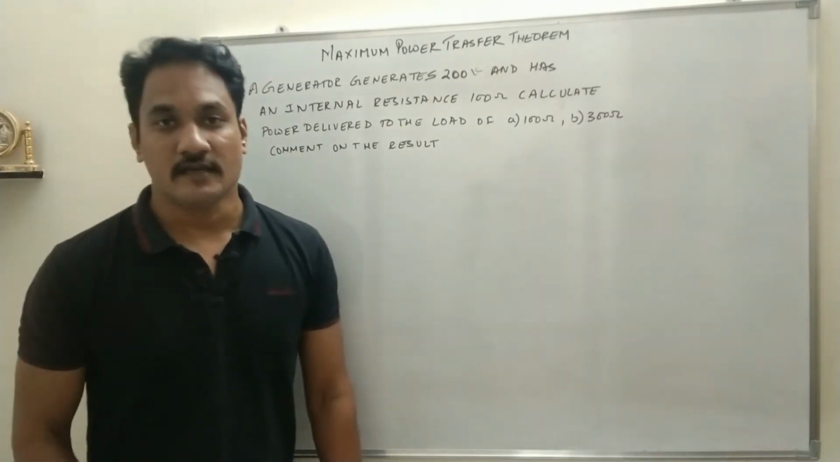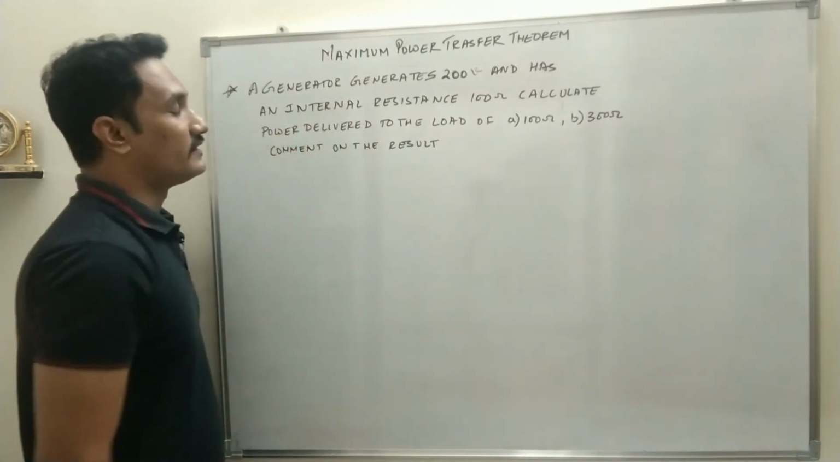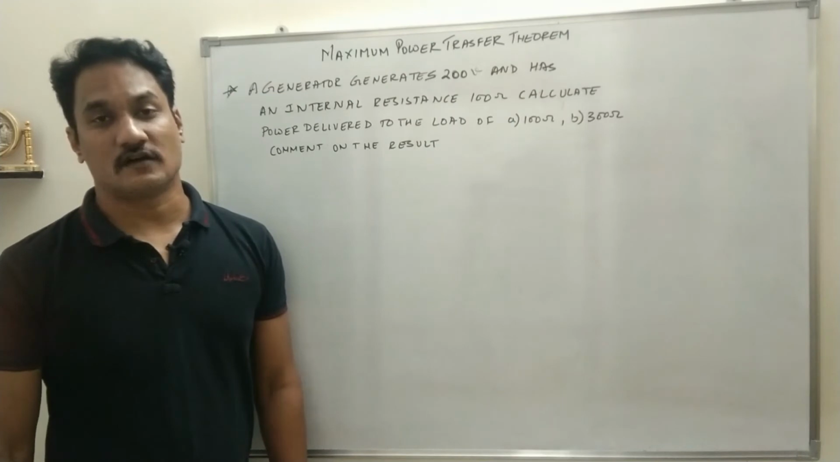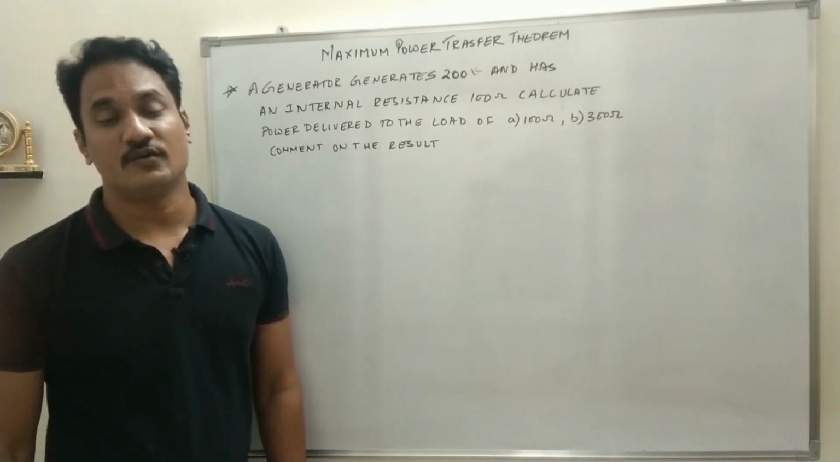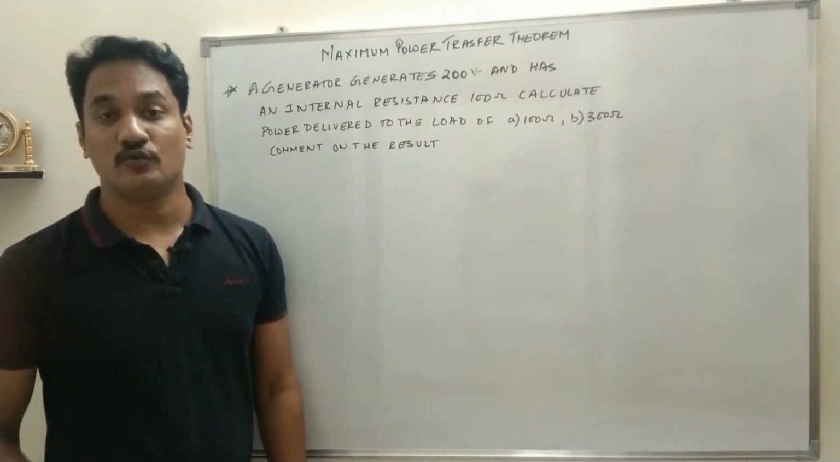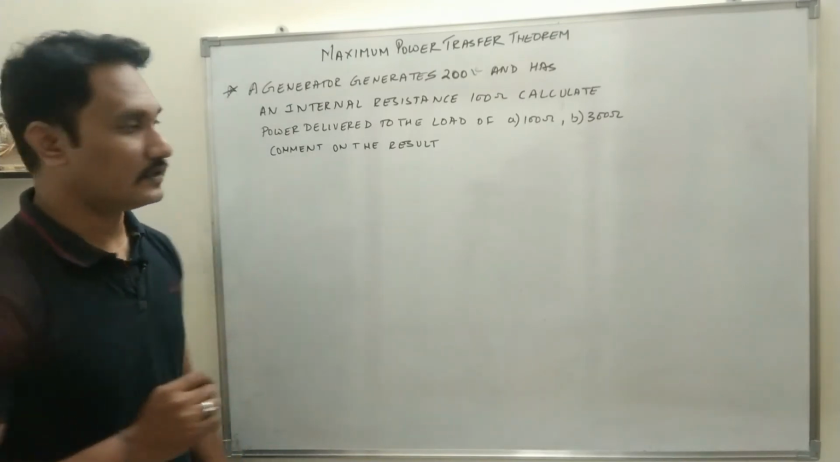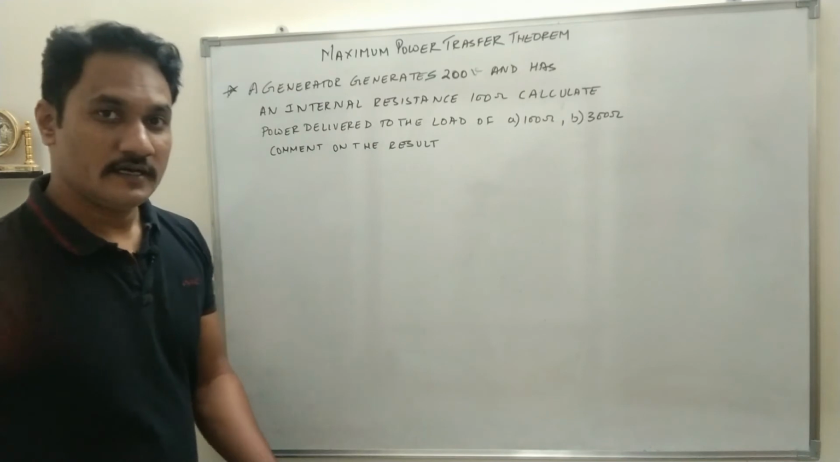it means. Okay, so the statement is: a generator generates 200 volts and has an internal resistance of 100 ohms. We need to calculate the power delivered to the load for two different values, 100 ohms and 300 ohms. Okay, and then we have to comment on the result.